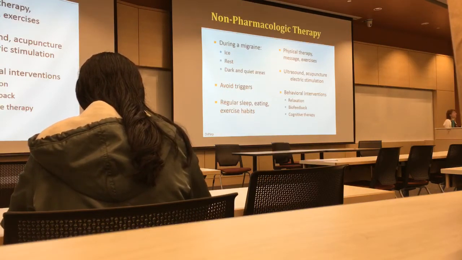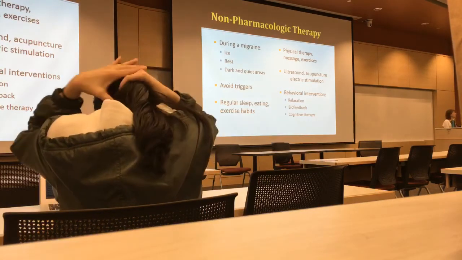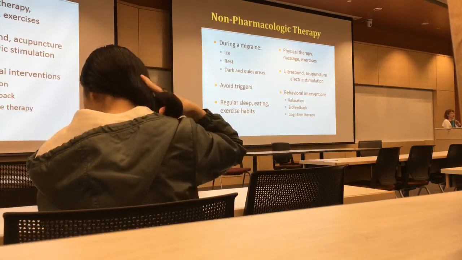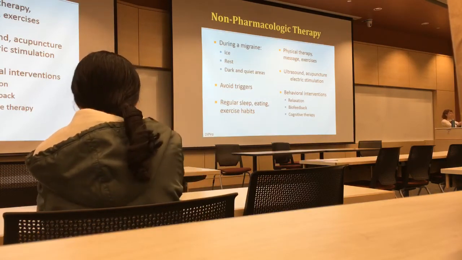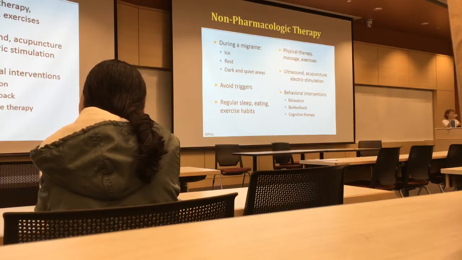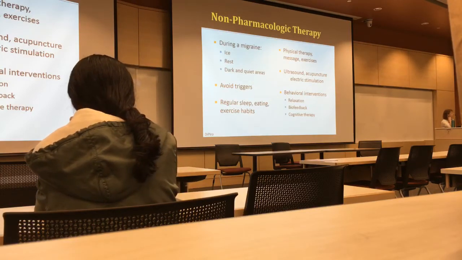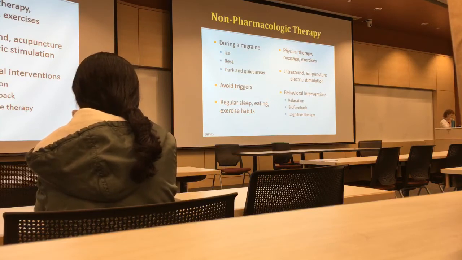So what are some non-pharmacological therapies that we can do? We can give them ice and rest, a dark and quiet place, teach them what their triggers are and avoid those triggers, get a regular sleep, eating, and exercise cycle. We can teach them physical therapy and massage to help decrease any stressors or muscle tension aspects of it. We can use ultrasound on the muscles to relax them, acupuncture with various acupuncture points, electrical stimulation in some of the acupuncture points and tight muscles. And we have behavioral interventions such as relaxation, biofeedback, and cognitive therapy.